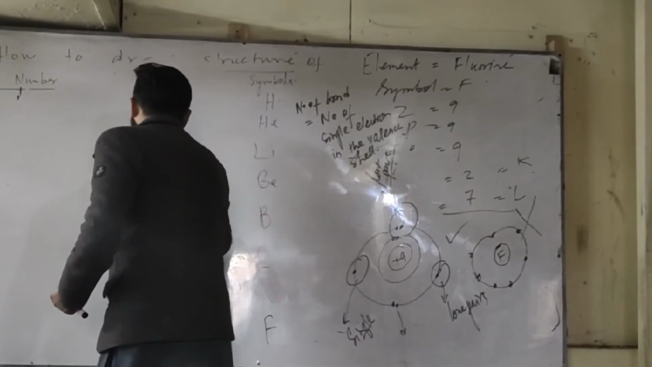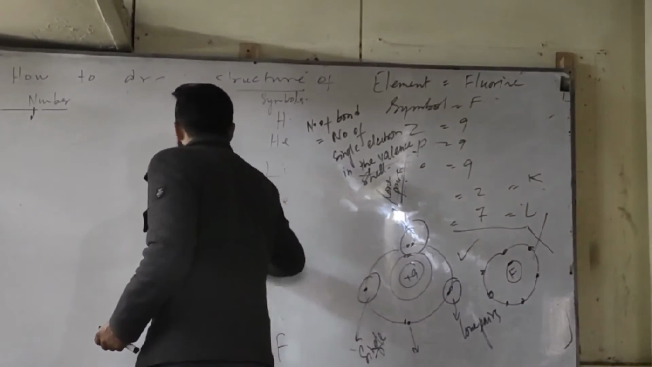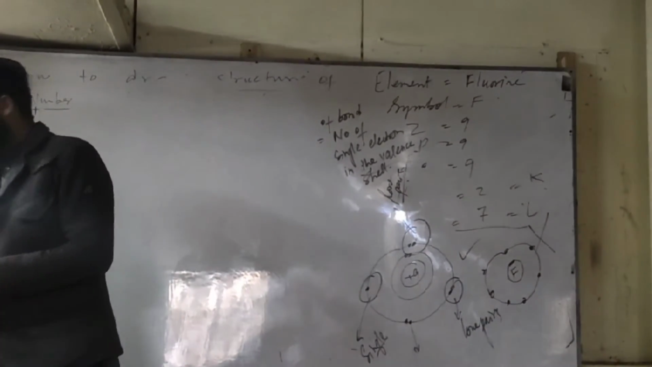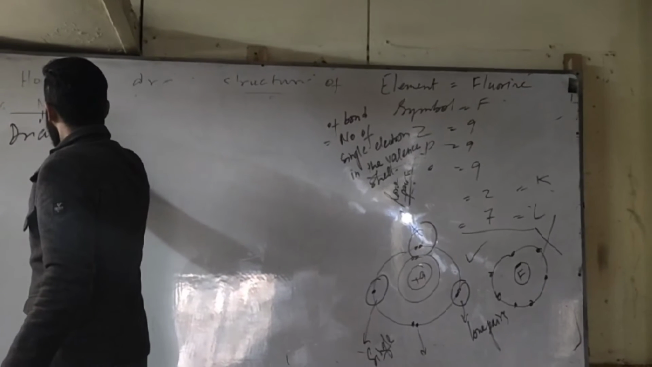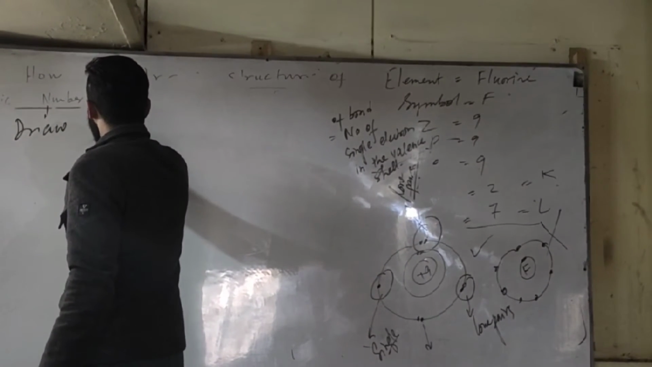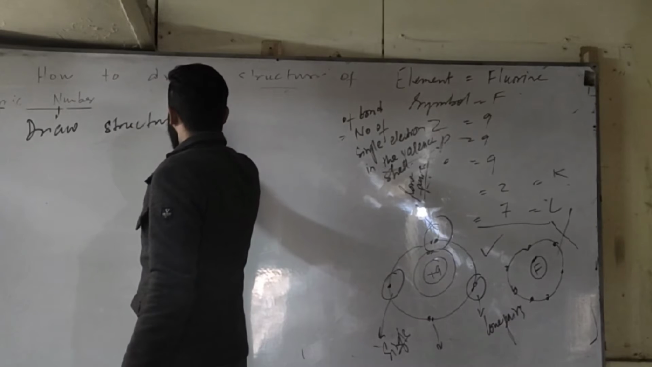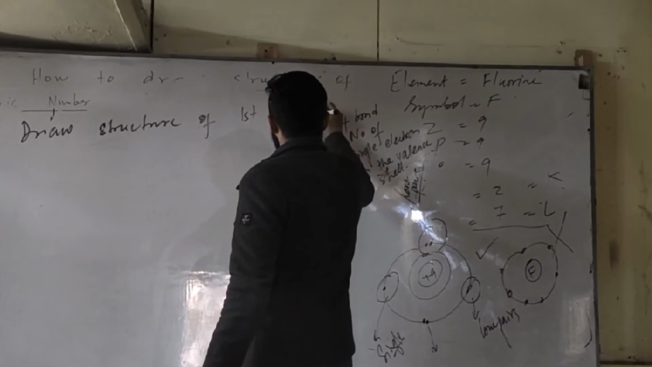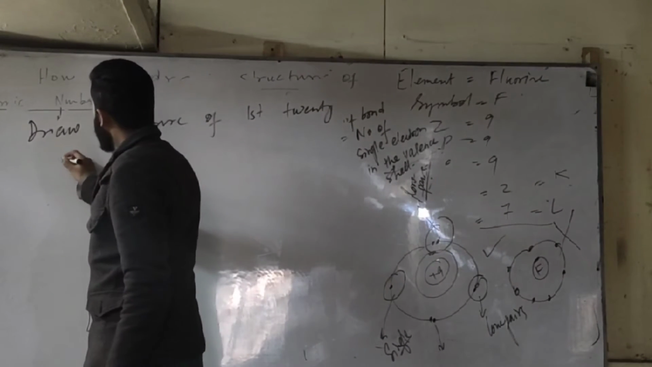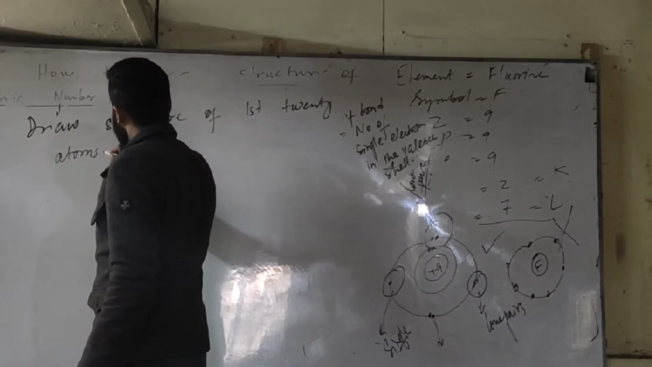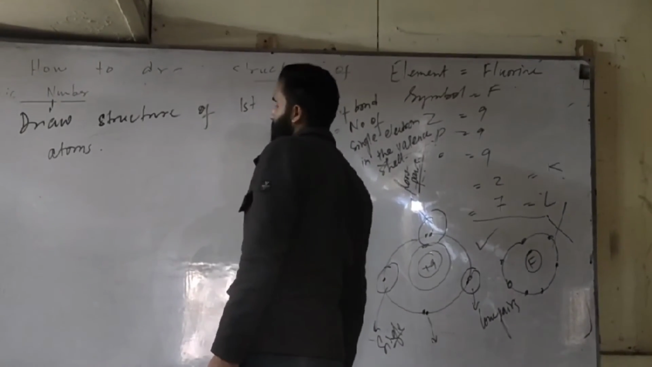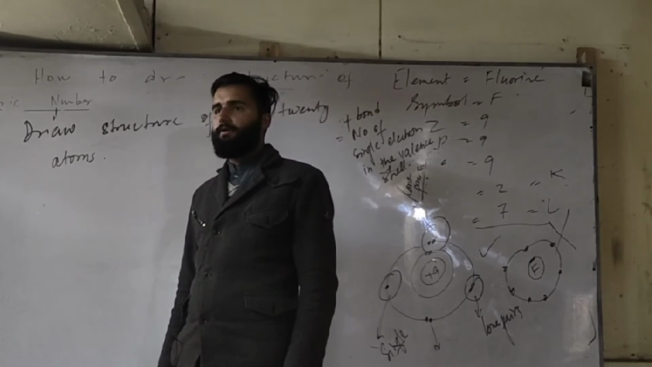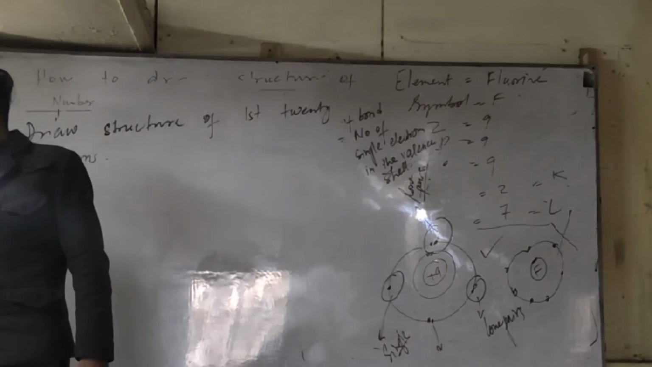So I would like to give you a task, a home assignment: draw the structure of the first 20 elements, the first 20 atoms. Okay, first 20 elements. First of all, you have to know the atomic number.